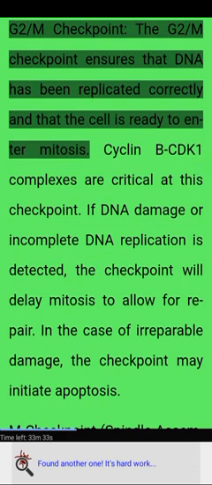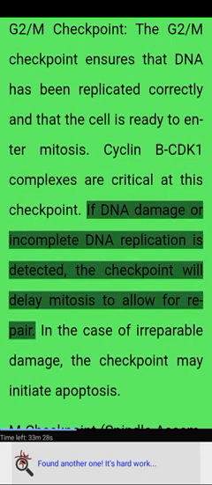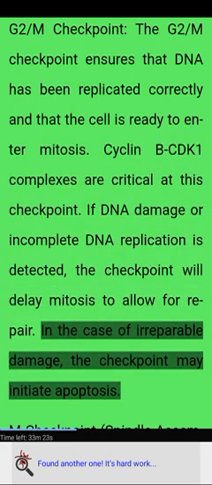G2/M checkpoint. The G2/M checkpoint ensures that DNA has been replicated correctly and that the cell is ready to enter mitosis. Cyclin B-CDK1 complexes are critical at this checkpoint. If DNA damage or incomplete DNA replication is detected, the checkpoint will delay mitosis to allow for repair. In the case of irreparable damage, the checkpoint may initiate apoptosis.